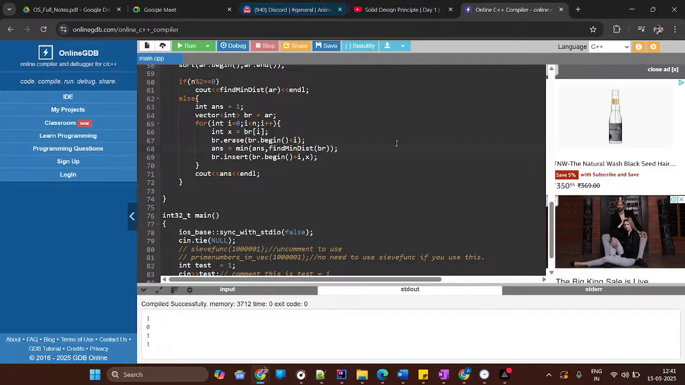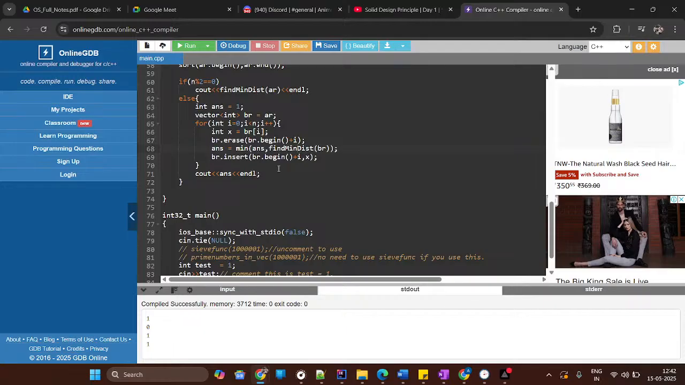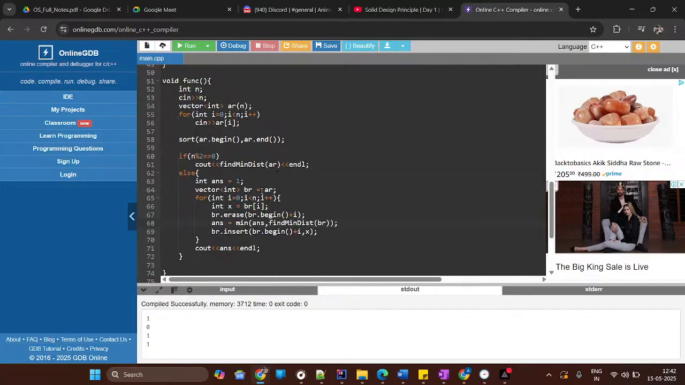1011. Okay, this is the wrong answer. What should the answer be? 1123. Let's say 1. Why is it 0? Okay, let's see. Let's say 0, because how can it be 0? I just made it 1, right?